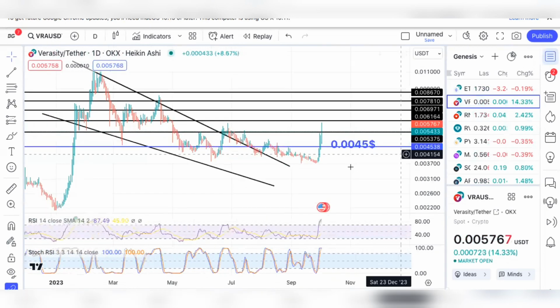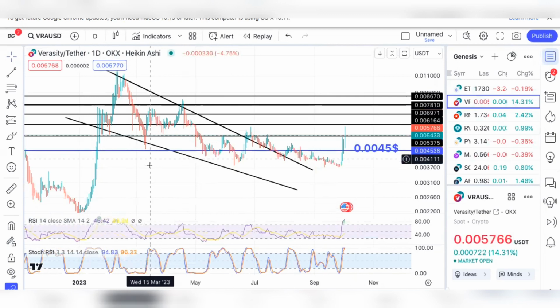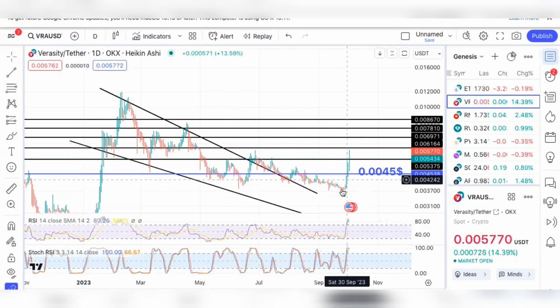It's broken out of this falling wedge. This was the wedge I had mentioned at the beginning of the year, that VRA is within this wedge, and whenever it breaks out of this wedge, it can resume again a good uptrend, which it is doing.